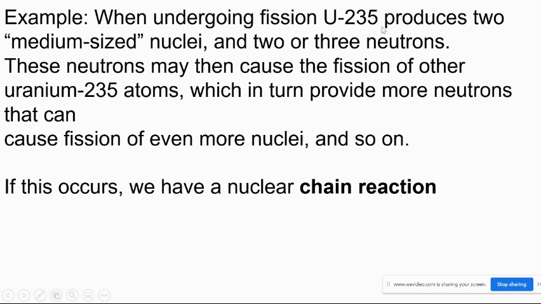Right? When this fission produces 2 medium-sized nuclei, they're also going to produce these 3 neutrons. Those then will produce more, and they continue on. We call that a chain reaction.